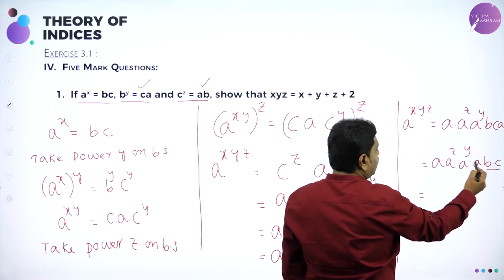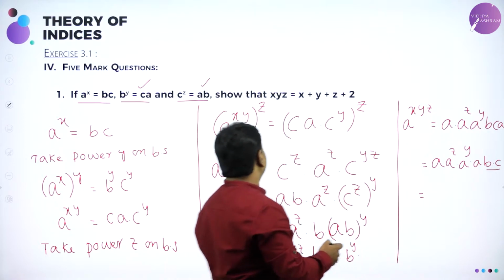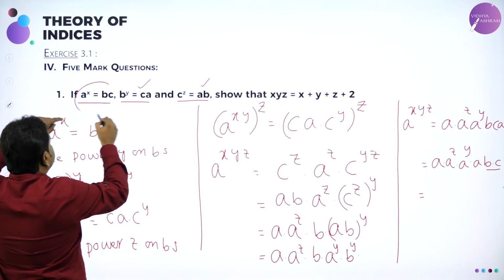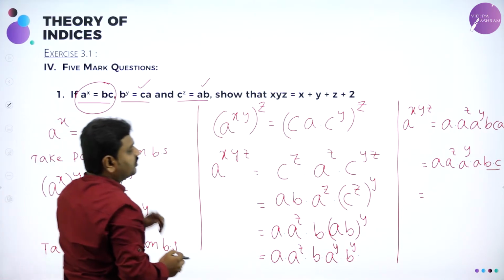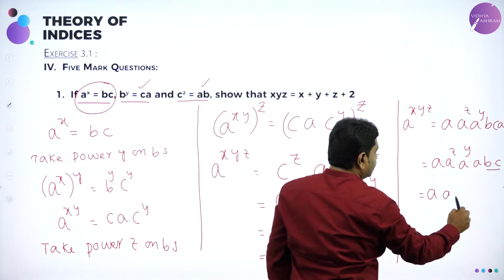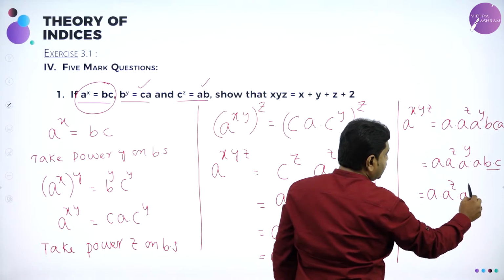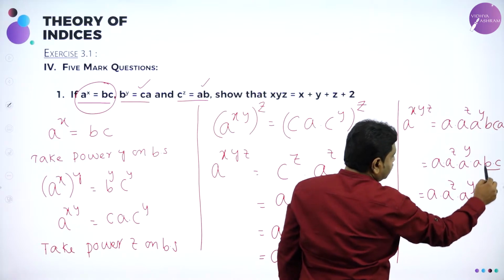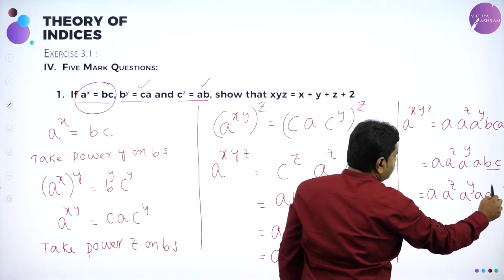So now I can use law of indices. Before that, bc value. See, what is bc? Very interesting. What is bc? b into c is a power x. Instead of bc, I'll put a power x. Now a power z, a power y, a again, bc is a power x.